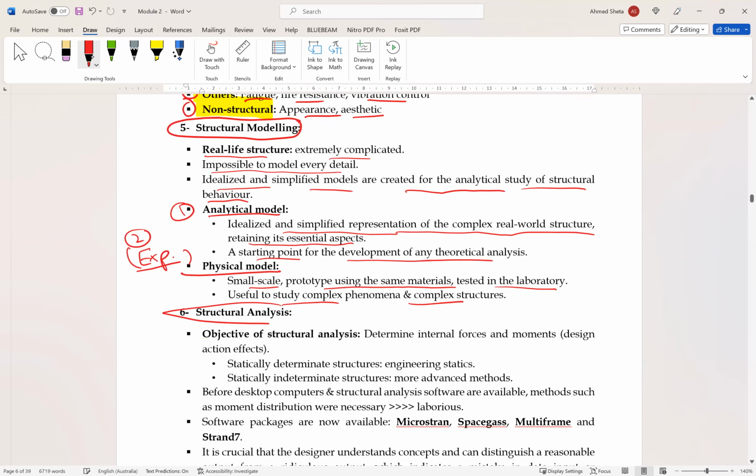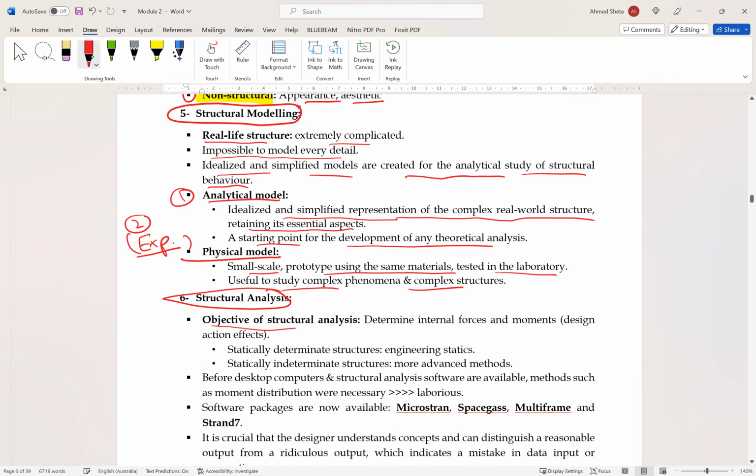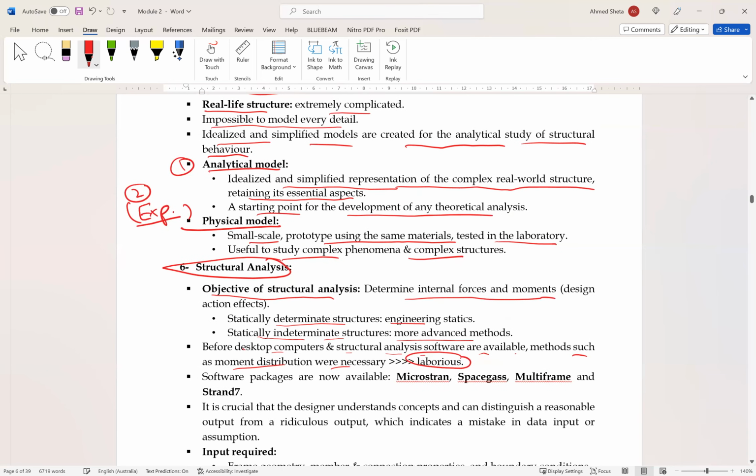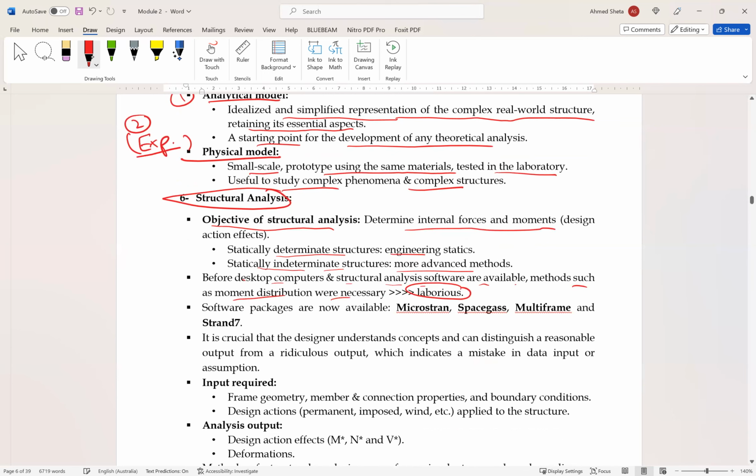The next point is structure analysis. The objective of structure analysis is to determine the internal forces and moments so you can design. So you have statically determinate structures and statically indeterminate structures, which need more advanced methods. Before desktop computers and structure analysis software were available, methods such as moment distribution were necessary, but they take a lot of time and need mathematical effort.